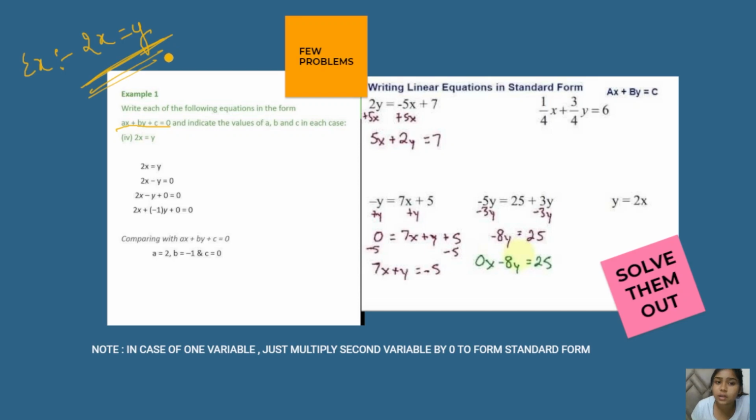Okay, so you know that the standard form for the linear equation in two variables is ax plus by plus c equals 0. As you can see, both the variables x and y are present on the left side of the equation. So what you have to do now is shift this y to the left side so as to make it a standard form.